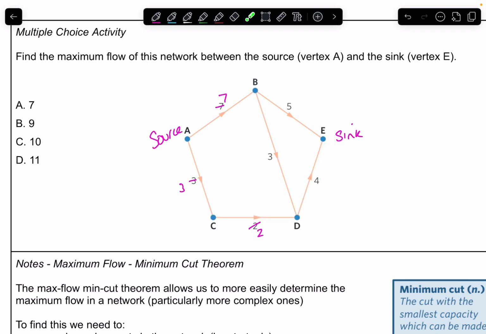So let's have a look. Let's change this to a maximum of 5. Now, if I have 7 coming through and I take 5 that way, that means I can make 2 go this way. So let's change that to a 2. Now, if I look at what's going into D, I've got 2 and 2, which means I can have 4 coming out. So 4 through there. So our maximum flow for this one is going to be our 5 and our 4, which gives us a max flow of 9.